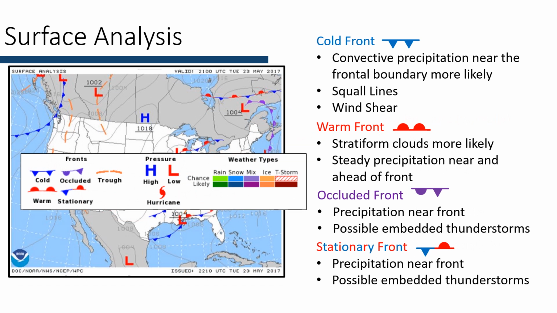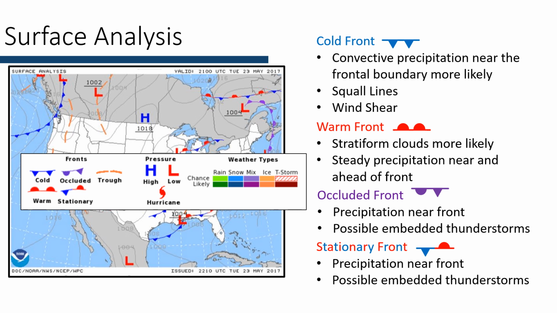There are 4 types of fronts that appear on the surface analysis. Cold fronts, denoted by blue triangles, are typically associated with convective weather and precipitation near frontal boundaries. Squall lines and high wind shear are also commonly associated with cold fronts. Warm fronts are denoted by red half circles. Warm fronts are most typically associated with stratiform clouds and steady precipitation.